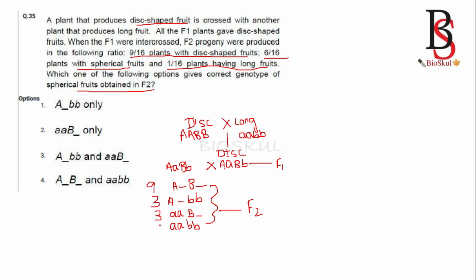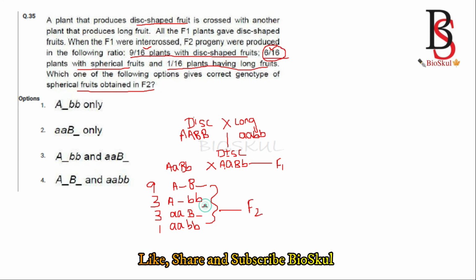To form the ratio 9:3:3:1. So what is it asking about? It is asking about the correct genotype of spherical fruits obtained in F2. Okay. So 9 of 16 plants are the disc-shaped fruits, 6 of 16 are the spherical fruits. That means it is asking about the combination of these two genotypes.